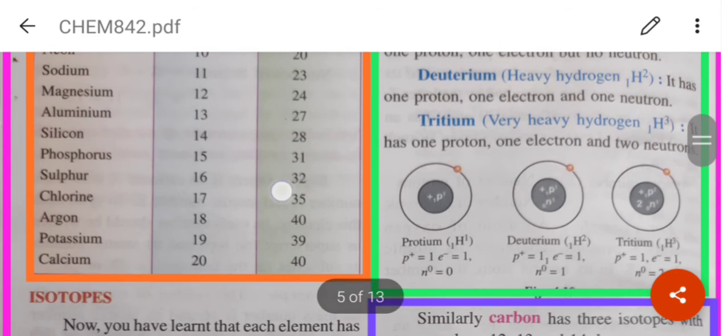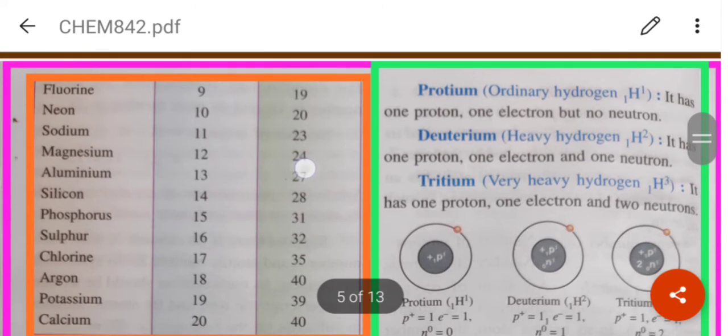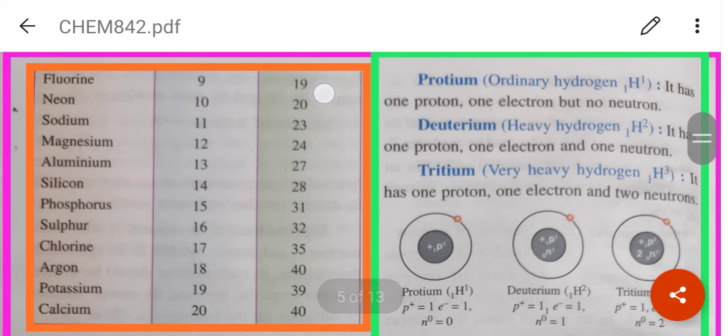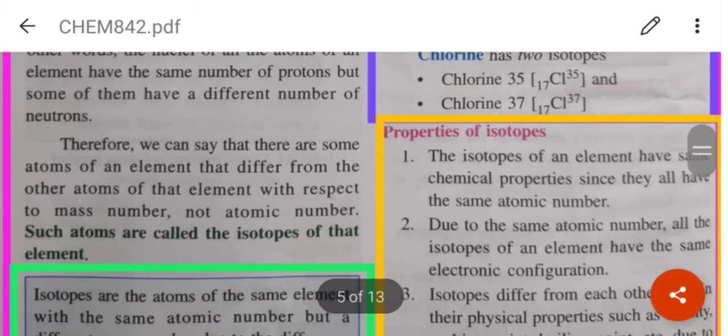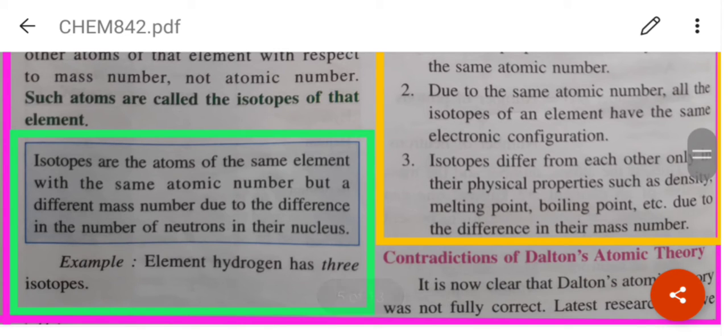So this is the continuation of the table. These are the atomic numbers and these are the mass numbers of the first 20 elements. Now in nature there are a few elements which have the same atomic number but different mass number due to difference in the number of neutrons in their nucleus.